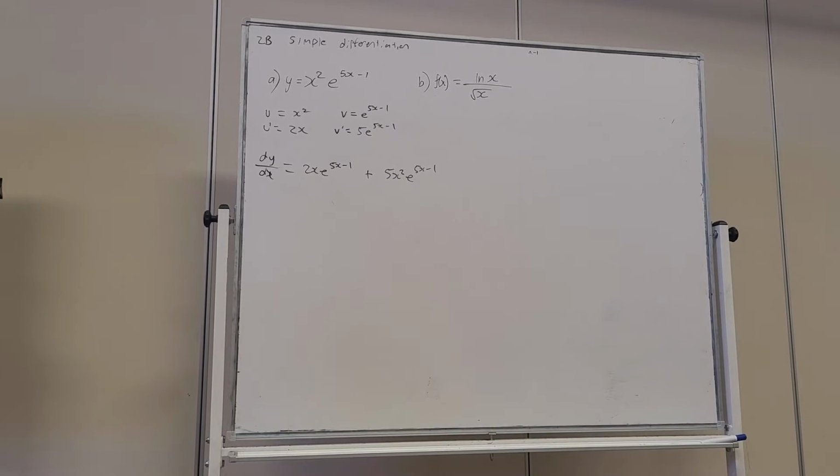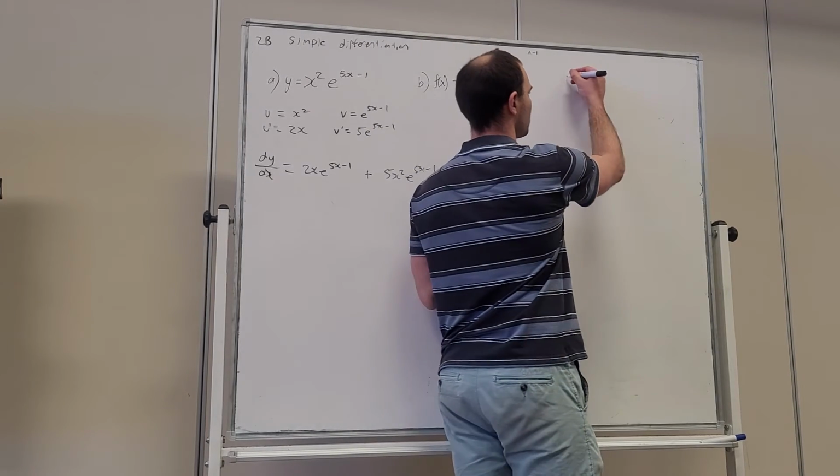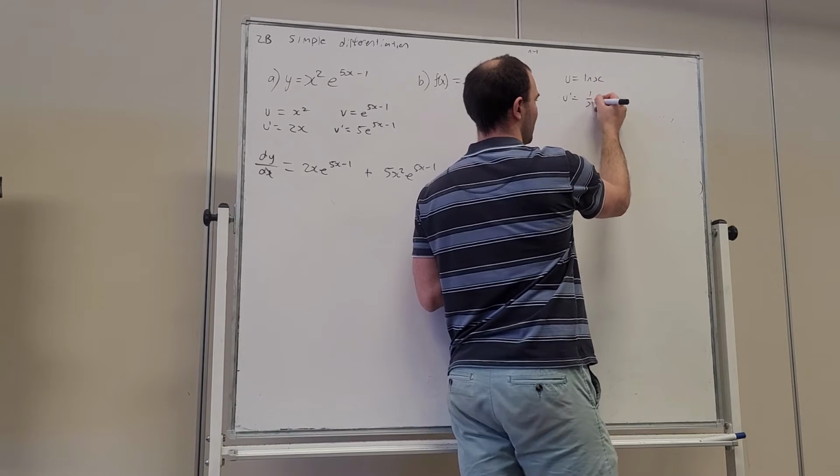Okay, quotient rule. We've got one function divided by another function, so we know we're using the quotient rule. u is ln x. The derivative of ln x is 1 on x.